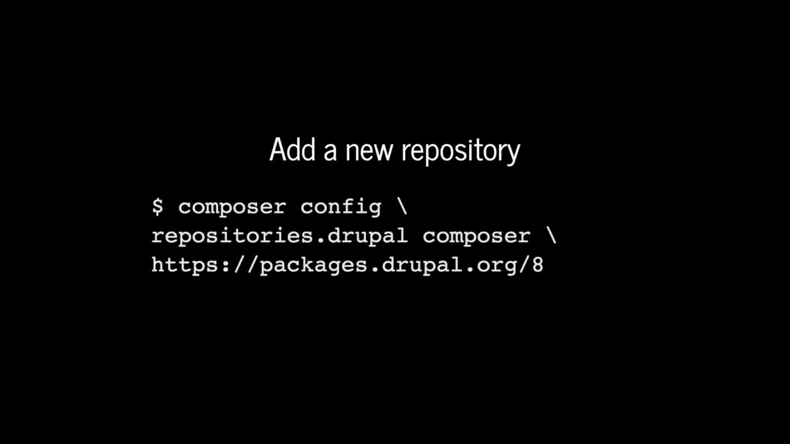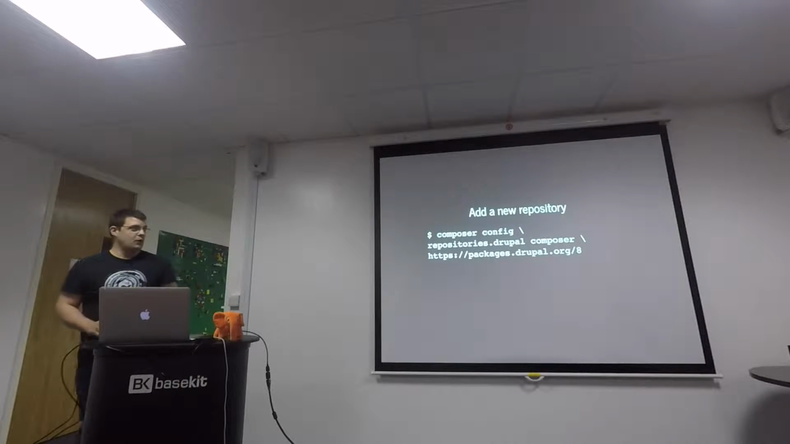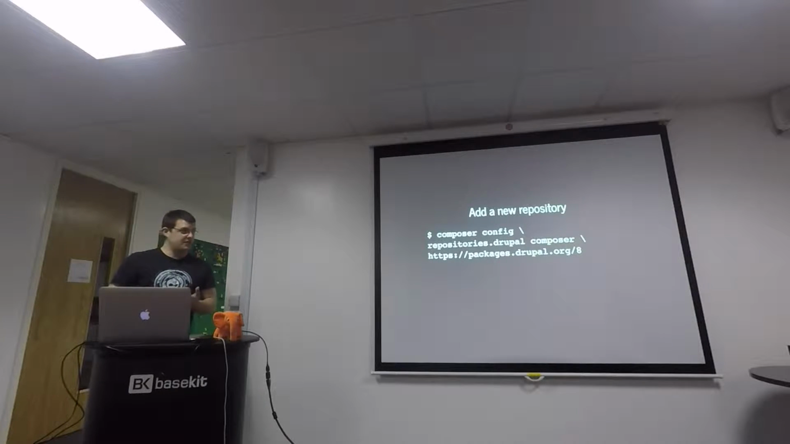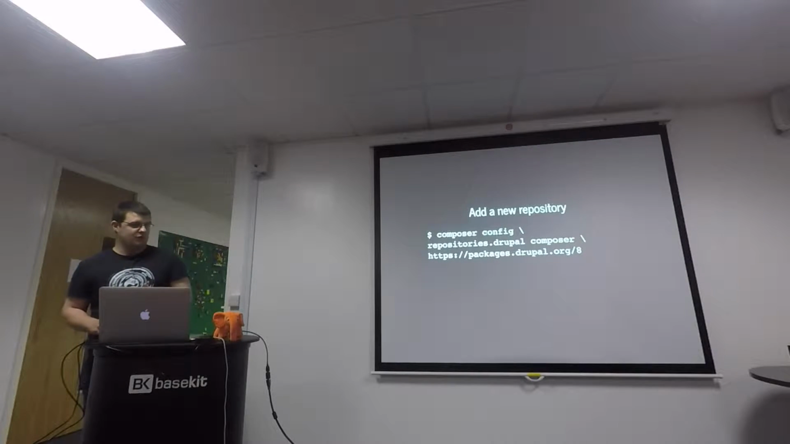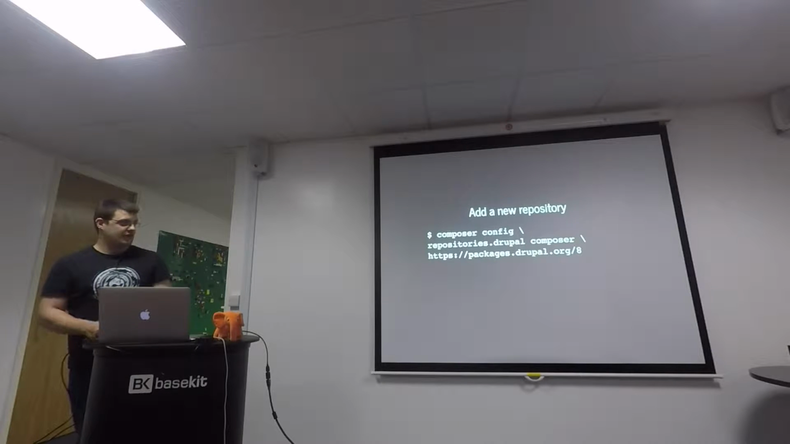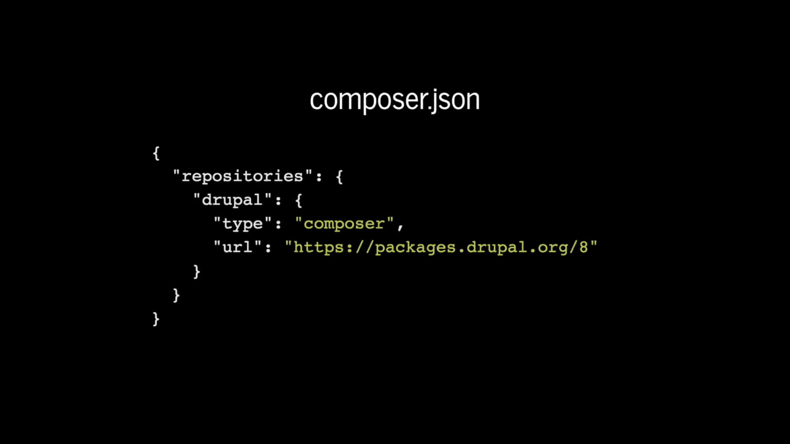So within my Drupal application, I can run the Composer config command to add a new repository, call it Drupal. It's a Composer type, and it's going to use, in this case, packages.drupal.org/8 if it's a Drupal 8 project. And this gives us exactly this, to be fair, within my composer.json file.